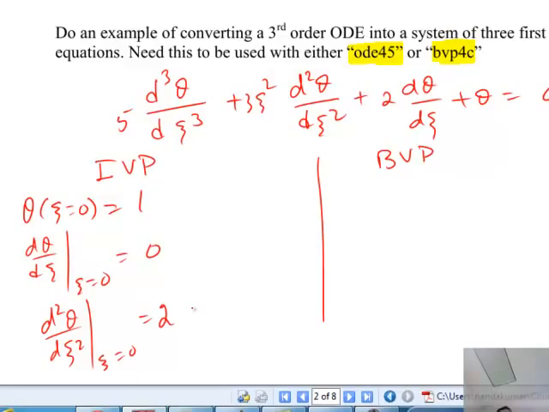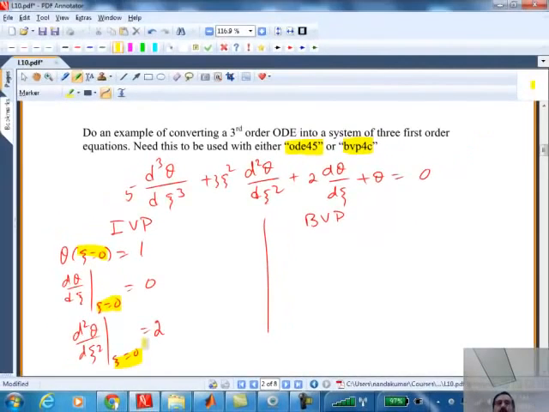The reason it's called an initial value problem is because all the conditions are given at the same location of the independent variable. That's what makes it an initial value problem. You consider that as your initial condition. From there, you can march. If you can convert the third order equation into three first order equations, you can use ODE 4.5 and march and get the solution.